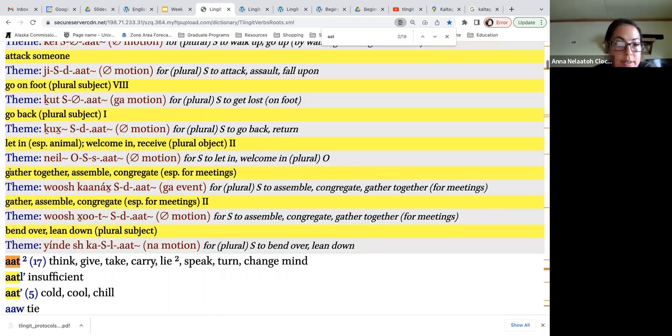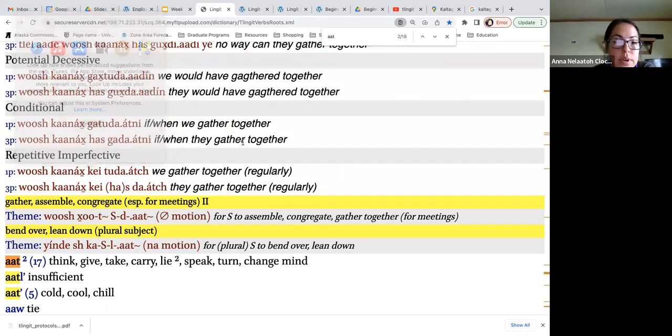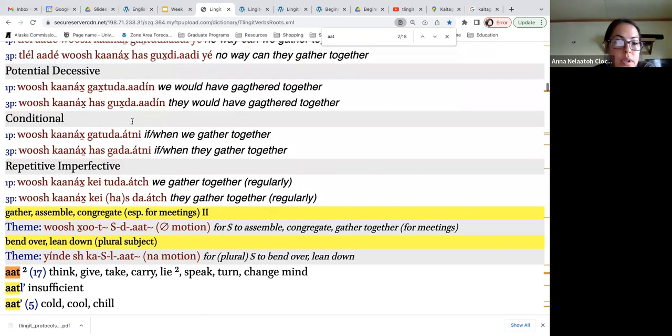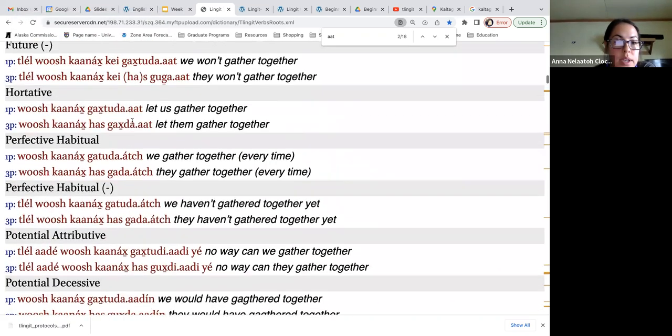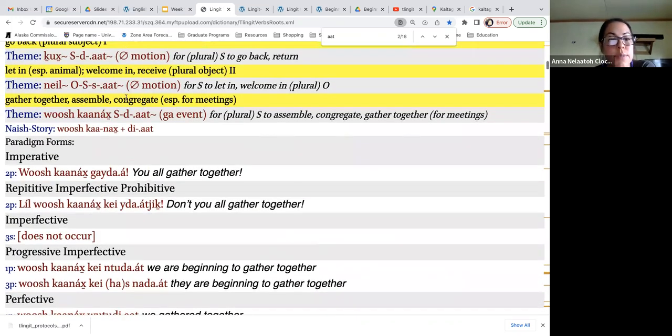And here I see the meaning I'm looking for: to gather together, to assemble, to gather, assemble, or congregate. And here we can see in this theme that wushkanach, blank, blank, de'at, is specific to people assembling together.